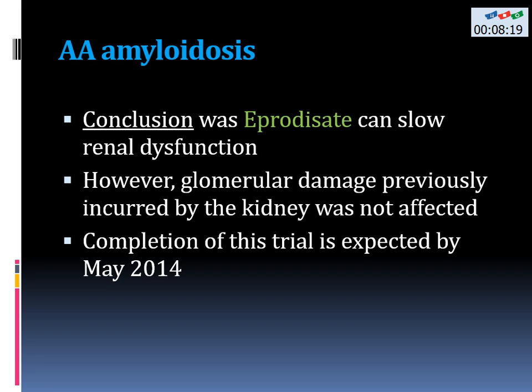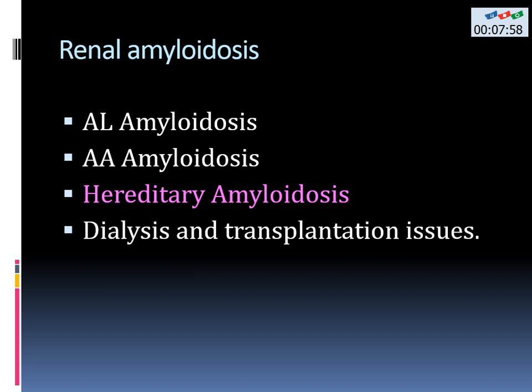However, the glomerular damage previously incurred in the kidney was not affected. This means that what happened has happened. It prevents further accumulation of AA amyloidosis, but it does not improve previously deposited AA fibrils. The results of this study will be complete by May 2014, God willing. So now we move on to the third type of renal amyloidosis, which is the hereditary amyloidosis.